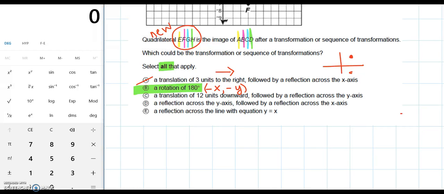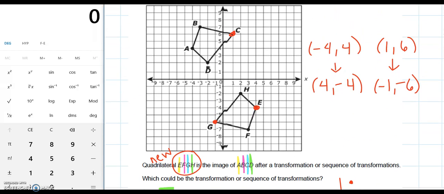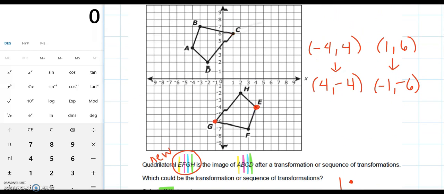Translation of 12 units downward, followed by a reflection across the y-axis. So if I'm reflecting across y, if my point is here, I'm counting to the y-axis and the same amount on the other side. So my point would reflect and look like that. All right, so moving downward, so I'm going y minus 12, and then I'm going to reflect across the y-axis. Okay, got it. Going up here, I'm going to erase what I have.